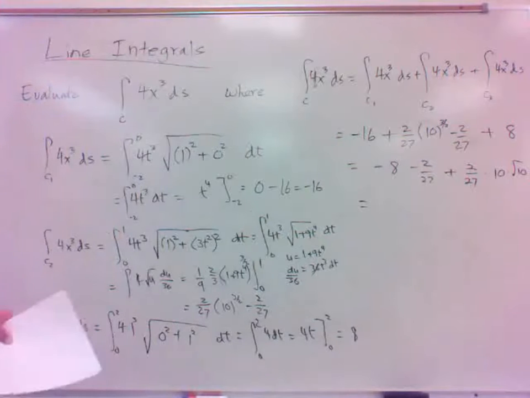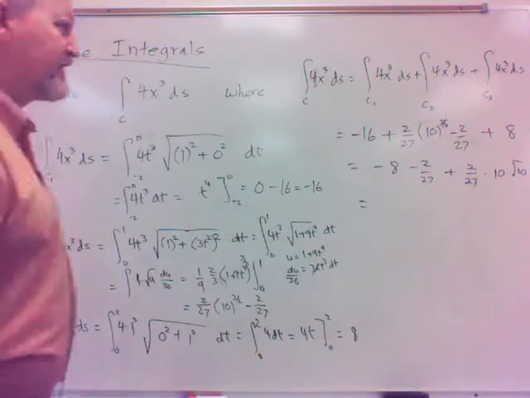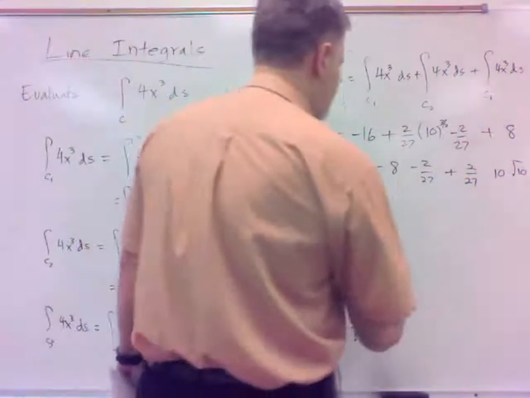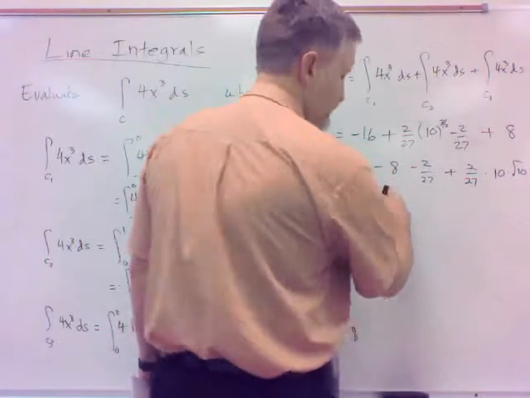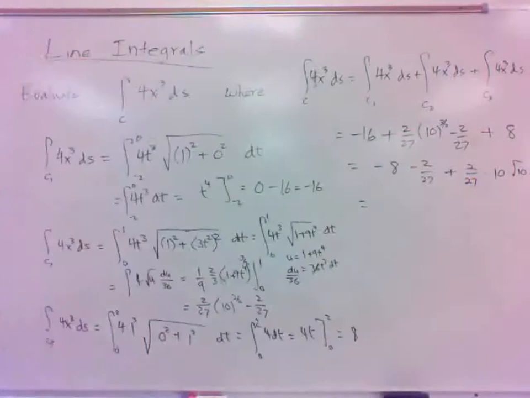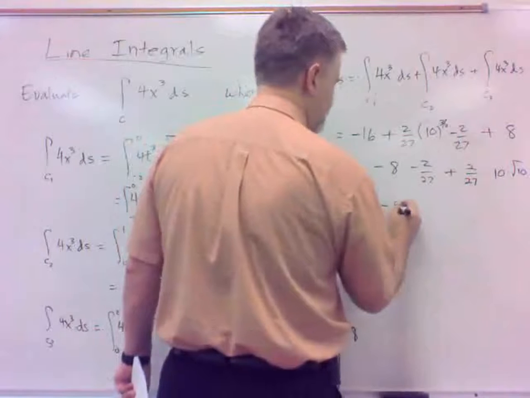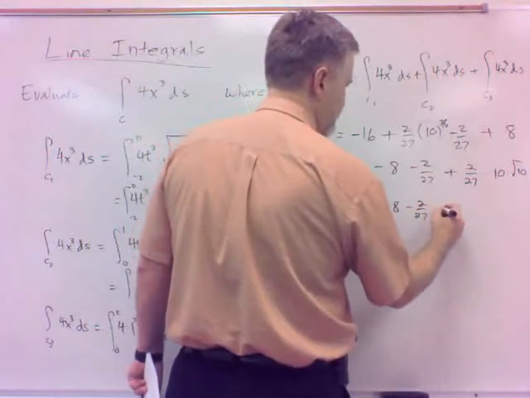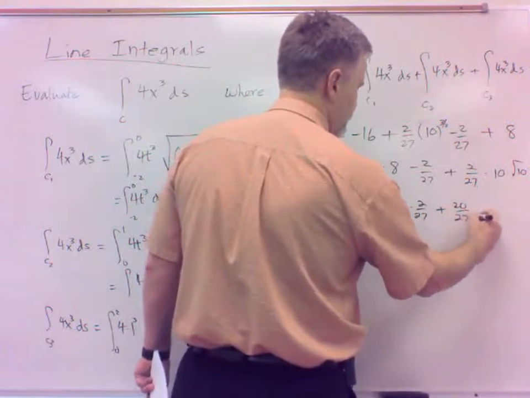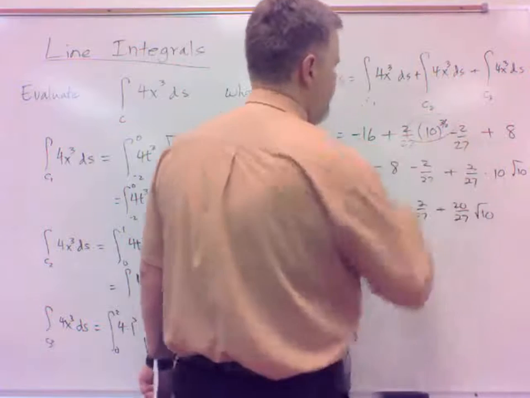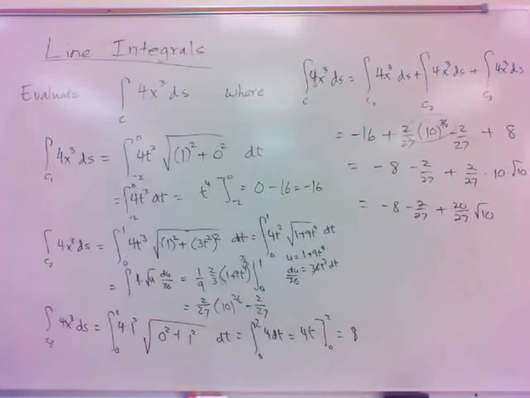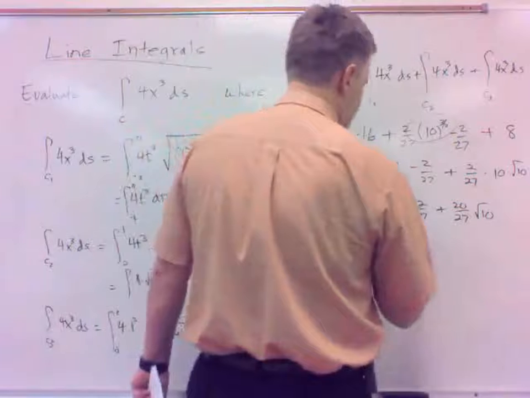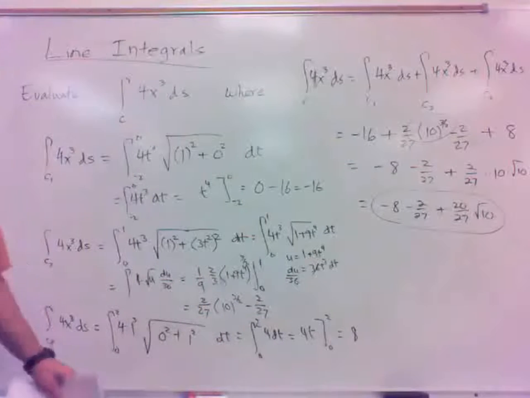Yeah, I don't know. Maybe round it off or whatever. What would that be? I don't know, I didn't bring my calculator. All right, so something like that. Your 10 to the 3 halves is the square root of 10 cubed, so you get 10 square root of 10 out of that. I believe that's something equivalent.